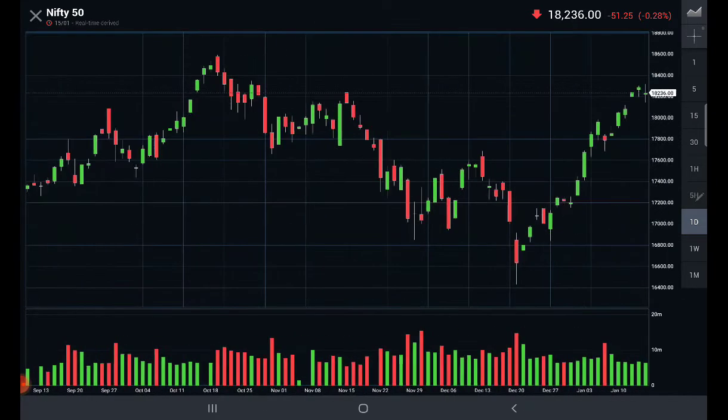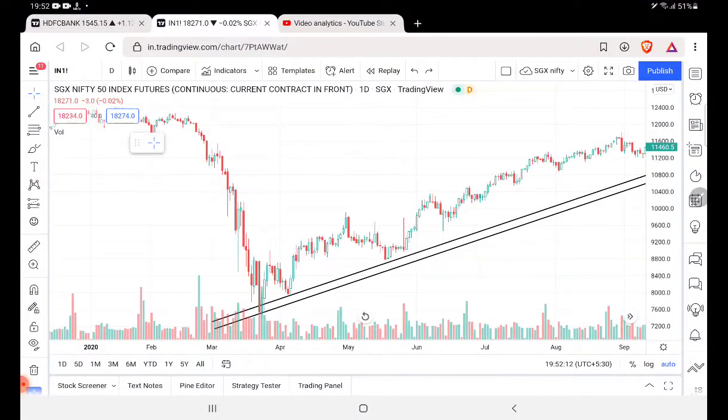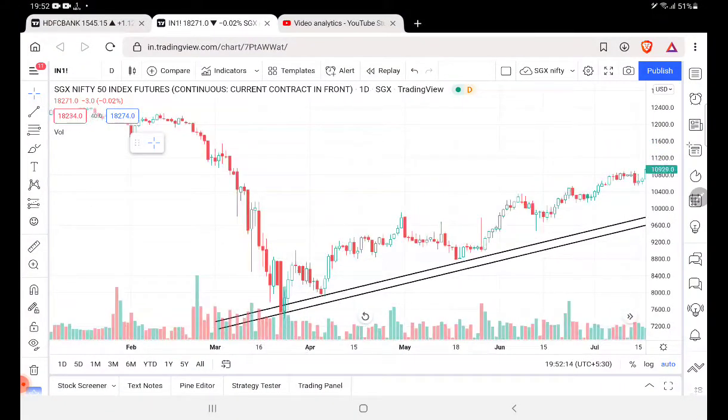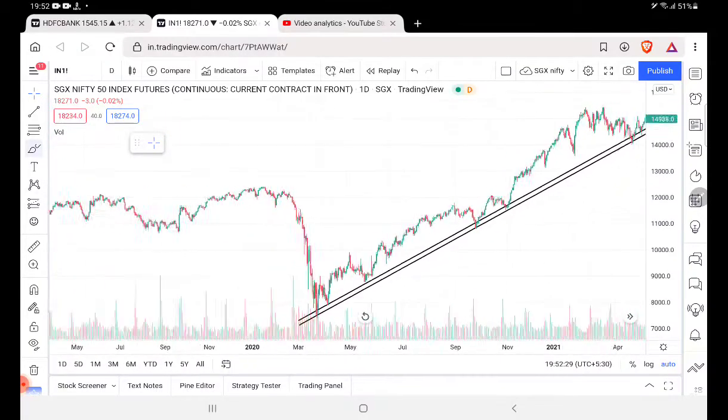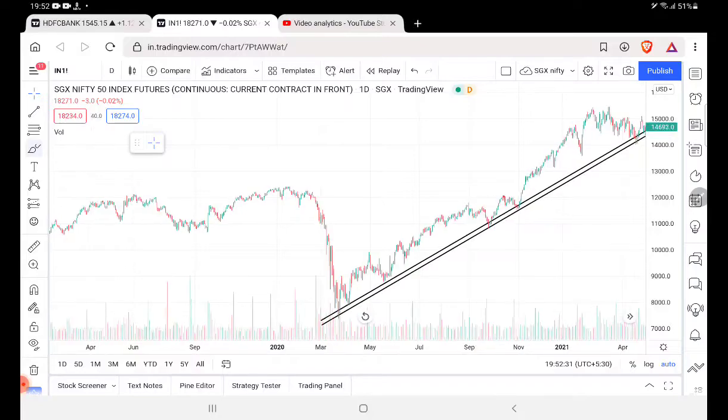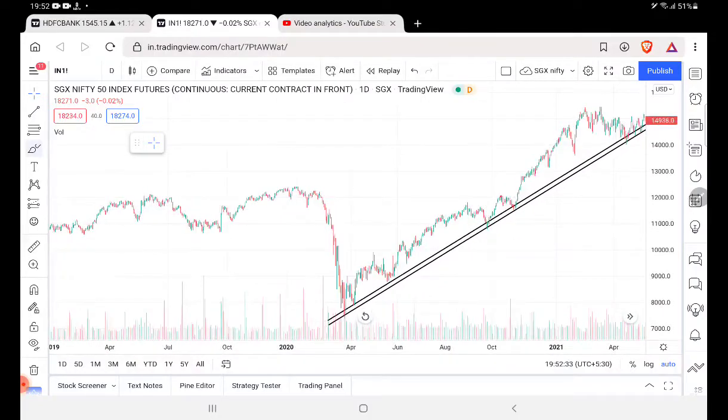So we will move to tradingview.com for our analysis on SGX Nifty. Okay, so this is the daily time frame chart of SGX Nifty in TradingView. Now I will let you see some analysis which is done by me. So first of all, wait a minute. Yeah, this.